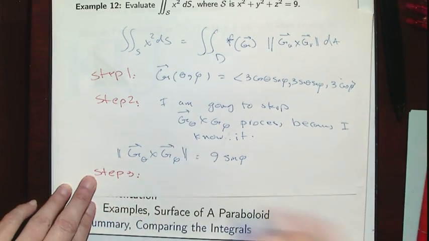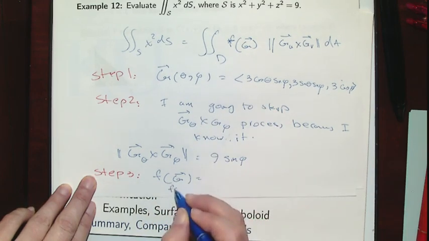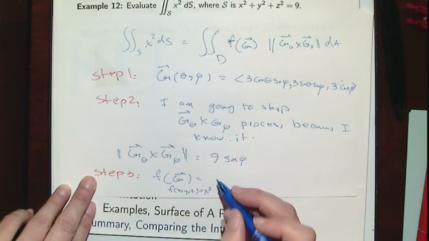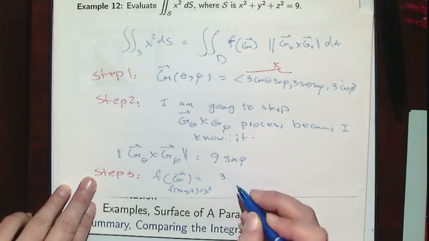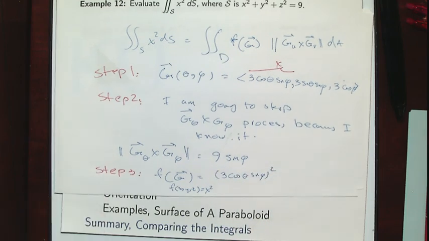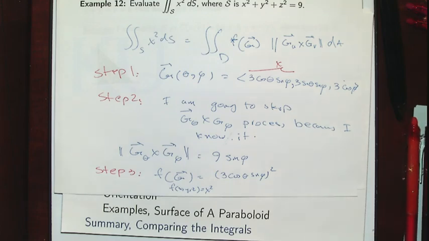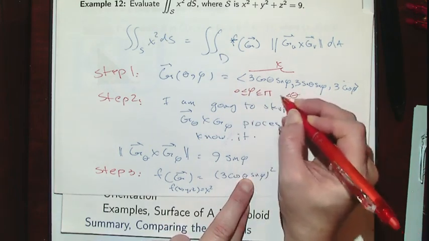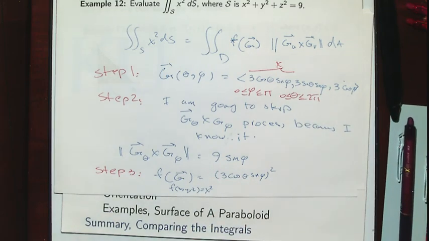Step 3, compute f of g. X squared is the f of x, y, and z, which is x squared. So f of g is going to be, this one is x, 3 times cosine theta sine of phi to power 2. Agreed? Okay, now integrate. What did I not do, was not very smart? Phi is between 0 and pi, theta between 0 and 2 pi. Agreed? Okay. So far we're okay.